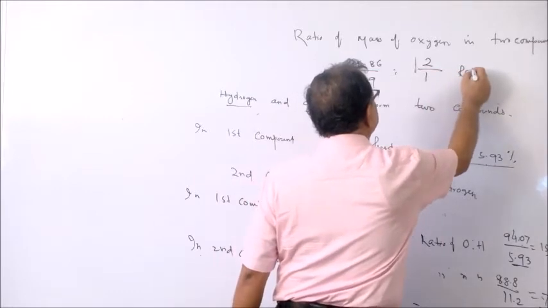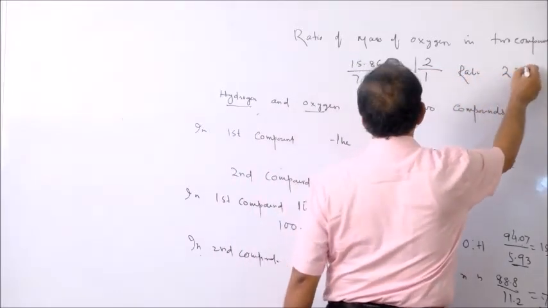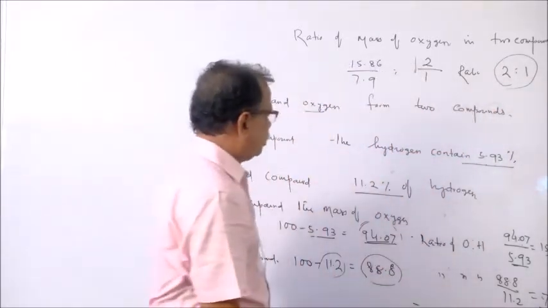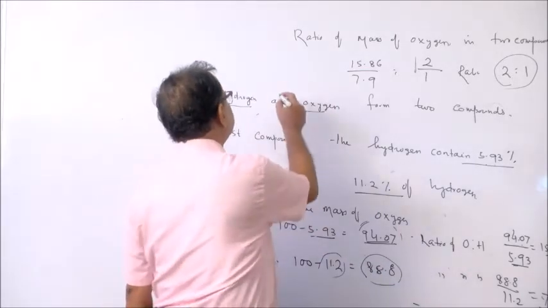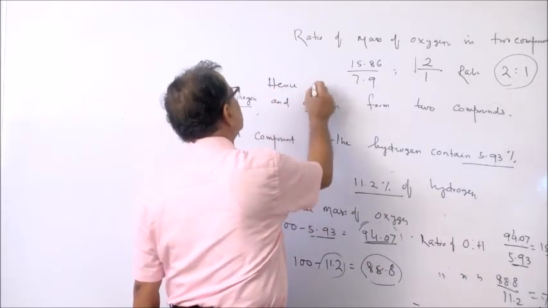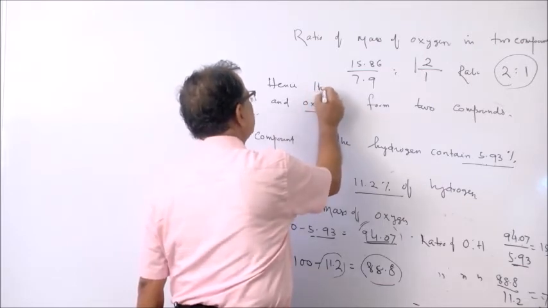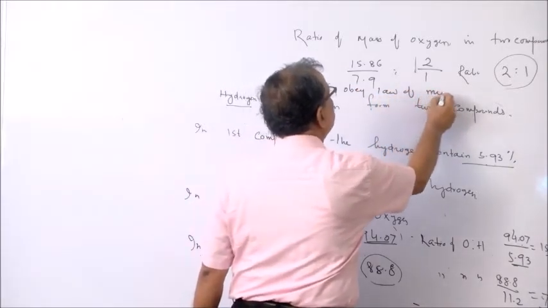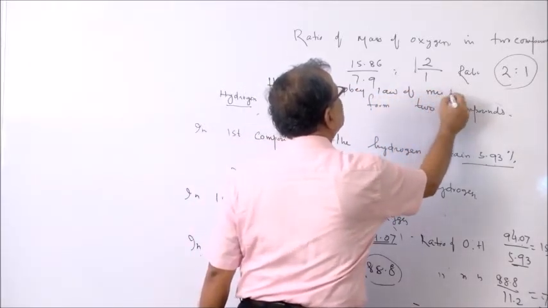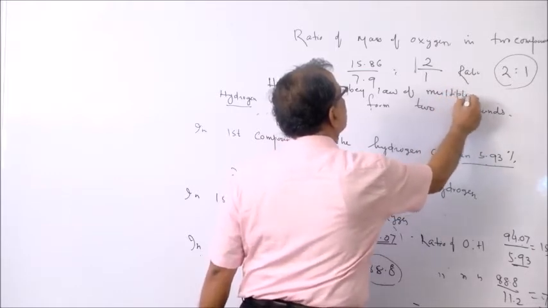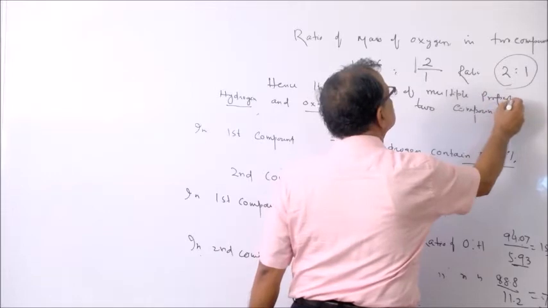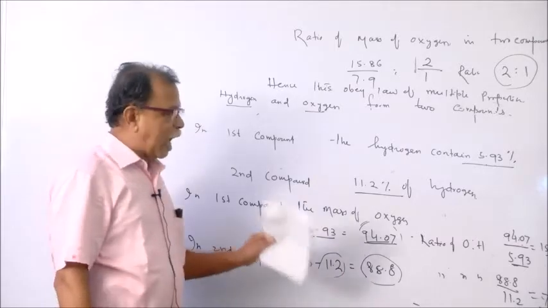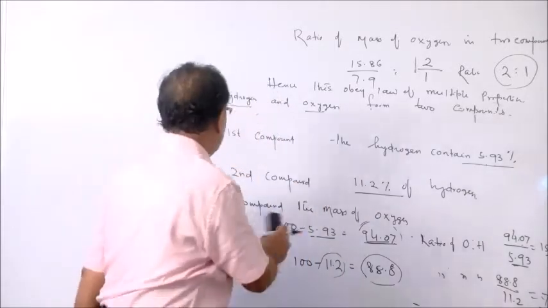The ratio is 2:1, which is a whole number ratio. Hence it obeys the law of multiple proportion. Then we discussed the law of conservation of mass. Second, we discussed the law of definite proportion. Now we have discussed the law of multiple proportion, the third one.